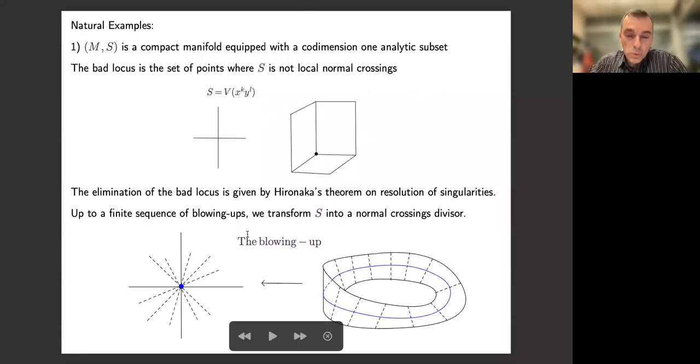Well, I just recall that a blowup is this transformation that I've just illustrated here, where, roughly speaking, you separate the orbits of this torus action, whose orbits are the lines through the origin, by replacing the origin by a projective line. And more generally, you can imagine this drawing generalizes in higher dimension. So this is the basic tool that we'd like to use to eliminate this bad locus.